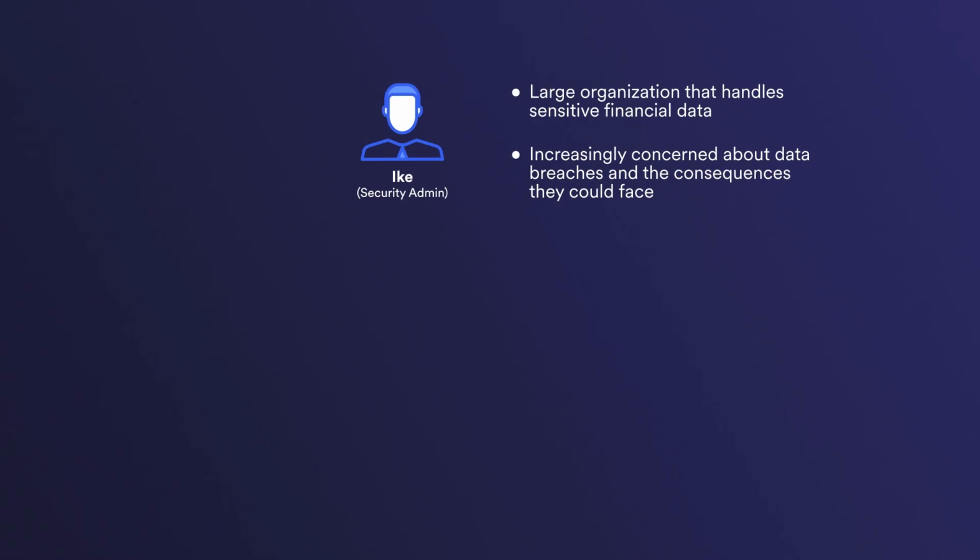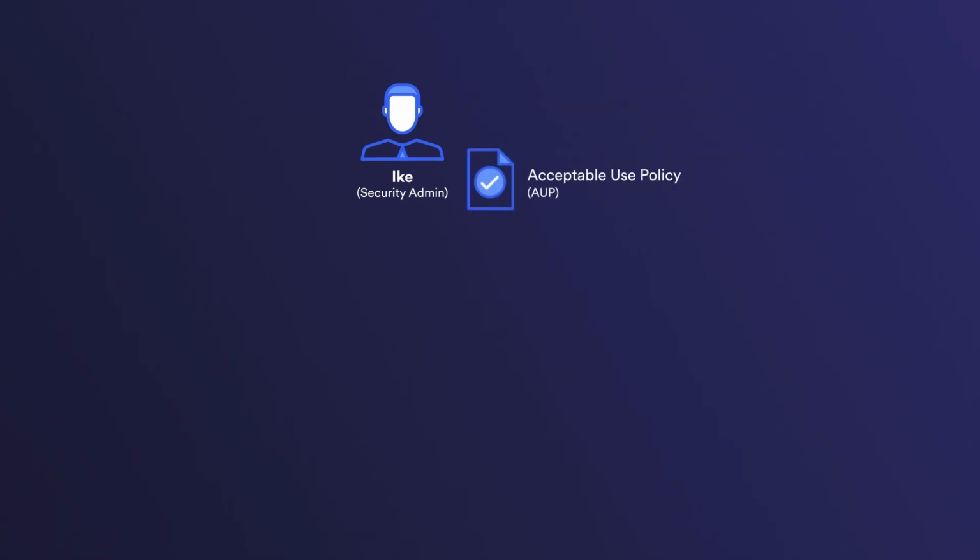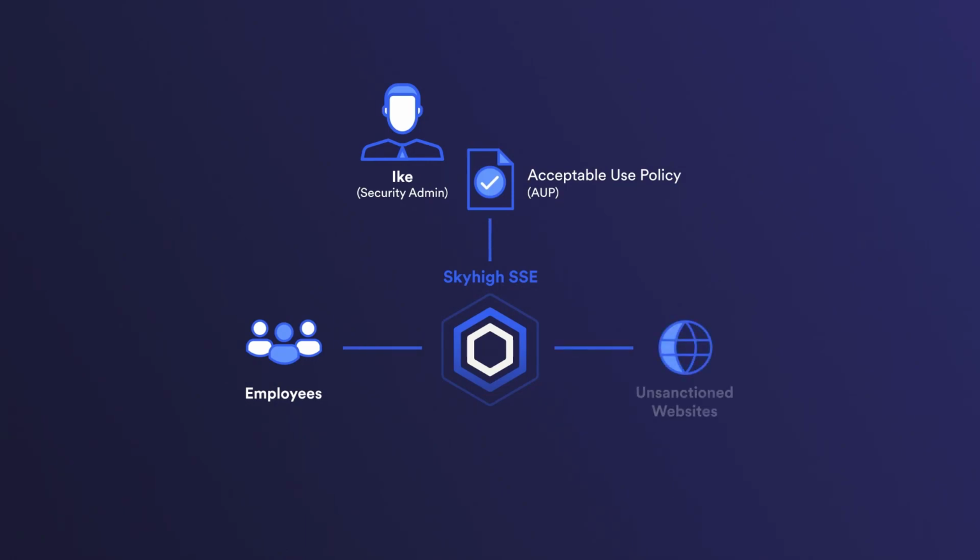they could face. They have determined that a stricter AUP is necessary to ensure that all employees follow best practices for data security. Let's demonstrate how Skyhigh's Security Service Edge solution can help Ike's organization enforce its new acceptable use policy and prevent employees from accessing unsanctioned websites or unintentionally leaking sensitive data. In this demo, we will look at activity controls and data protection.